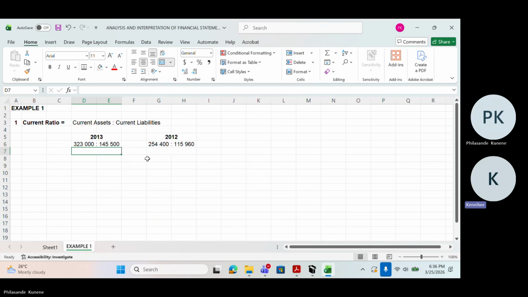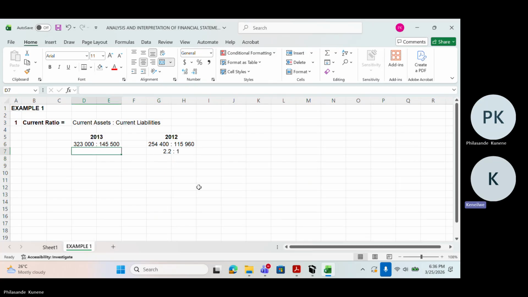For the one on the left, I got 2.2 is to 1. That is the 2012 one, eh? Okay, what are we getting for 2012? 2.2 is to 1. Okay, thank you. Then this one?